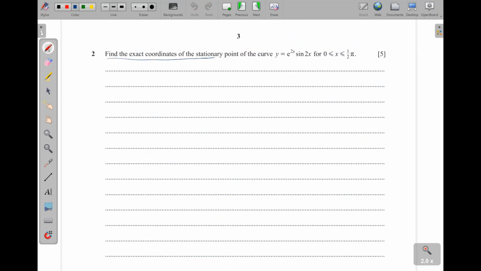Number 2, find the exact coordinates of the stationary point of the curve y is equal to e to the power of 2x, then sine of 2x, for x ranging from 0 to pi over 2. You know that for stationary points, dy dx is equal to 0. And here we are going to use the product rule because this is a multiplication of two functions. So we are going to have this e power 2x made constant, and then we differentiate sine 2x. Then from there, we can keep this sine 2x, and then we differentiate the e power 2x.